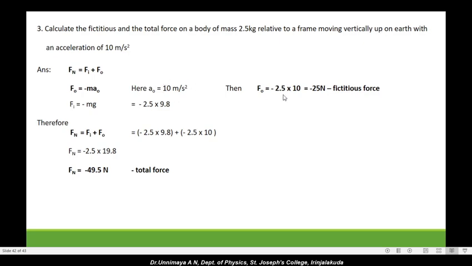So fictitious force will be obtained as -2.5 × 10 is equal to -25 Newton. This is our fictitious force, which is acting downwards due to the negative sign. So what is the weight of the body measured in the inertial frame?